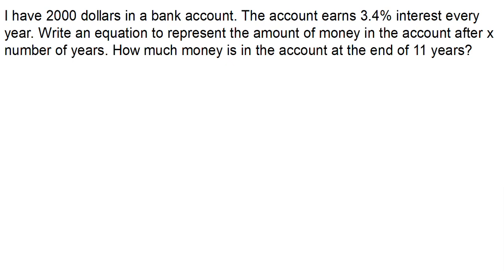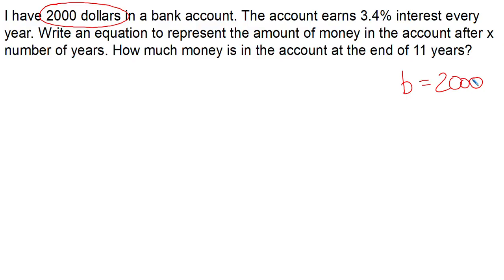Okay, so we're going to go through a few exponential word problems just to practice for the test that's going to be coming up on this. And so in this first one, we have $2,000 in a bank account. So the first thing we'll do right off the bat is just recognize that if we have $2,000 in the account, that's the initial amount. That's how much we're starting with. Okay? And that's going to be our B value when we write our exponential equation.